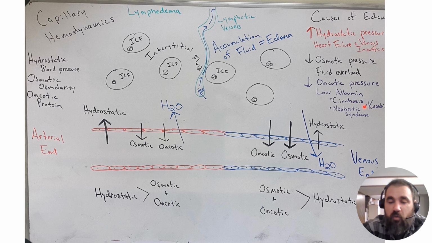Kwashiorkor. So kwashiorkor is not just malnutrition by calories, that's called marasmus. It's protein malnutrition. So if you're eating calories, but your protein is low, fluid's going to leave the vessels. And when that happens, you have edema.